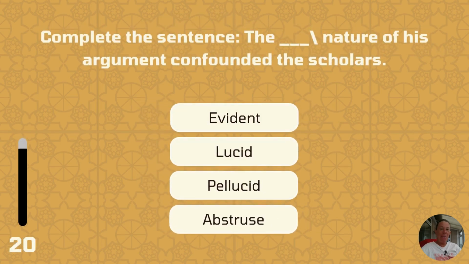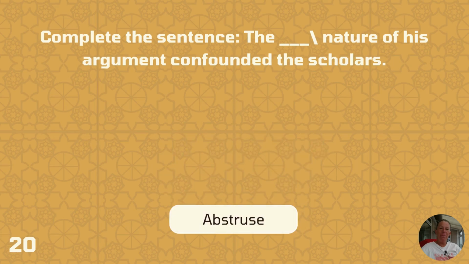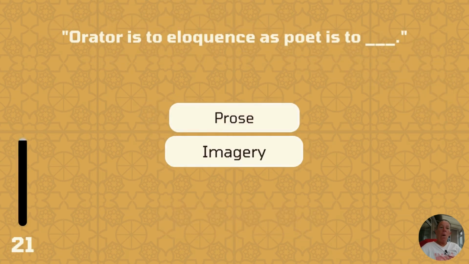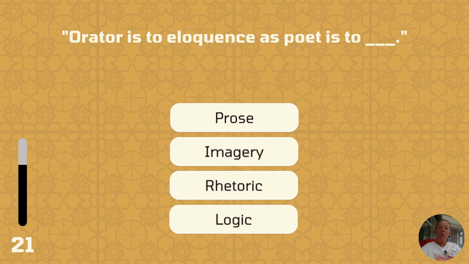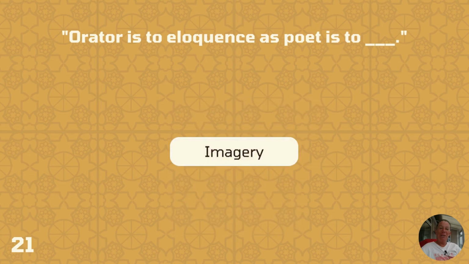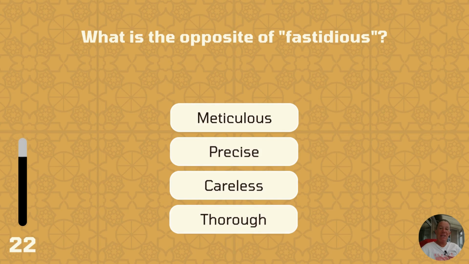Complete the sentence. The something nature of his argument confounded the scholars. Evident, lucid, pellucid, or abstruse? Abstruse. Orator is to eloquence as poet is to prose, imagery, rhetoric, or logic. Imagery. What is the opposite of fastidious? Meticulous, precise, careless, or thorough? Careless.